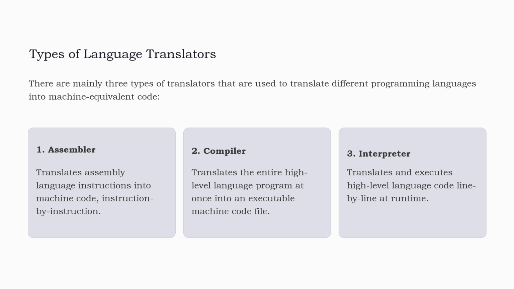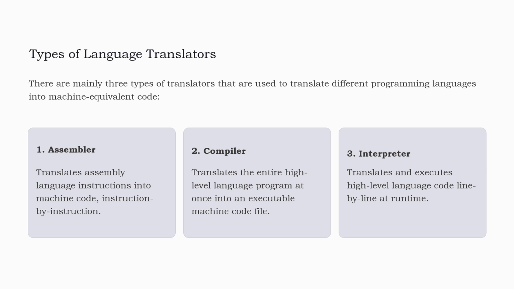Now, when it comes to the compiler, a compiler translates an entire program written in a high-level language into machine code at once. After compilation, it produces an executable file that the computer can run. For example, the languages which use compilers are C and C++. The main purpose of compilation is to create an executable program.